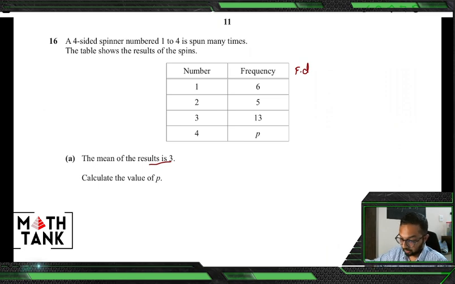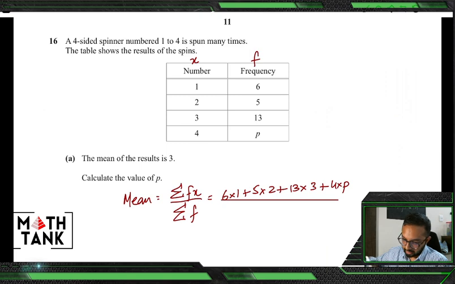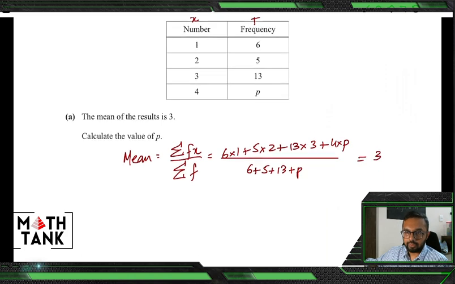So I don't need frequency density, sorry. Mean is basically, when you have a frequency table, you must have studied the formula called sum of fx over sum of f. F is the frequency, x is the number that you are observing. Okay, so 6 into 1 plus 5 into 2 plus 13 into 3 plus 4 into p, divided by, it says many times, so that's what I'm going to find out, 6 plus 5 plus 13 plus p. And the question is telling you that the mean is equal to 3, so I'm going to equate it to 3.